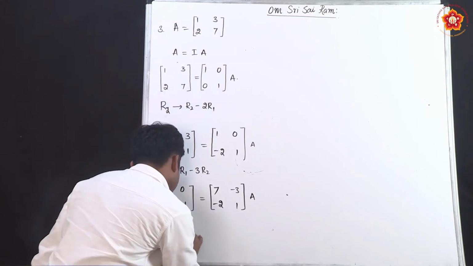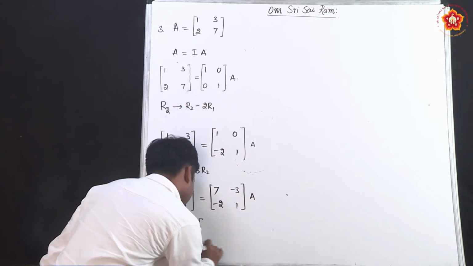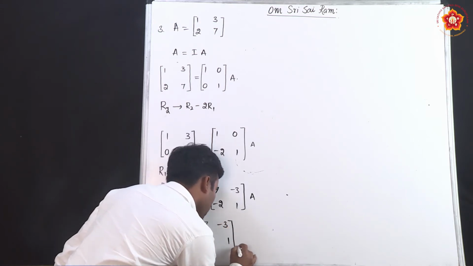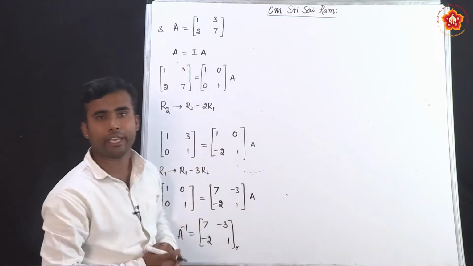Therefore, what is A inverse? A inverse is 7 minus 3 minus 2 1. This is the inverse of the given matrix A.